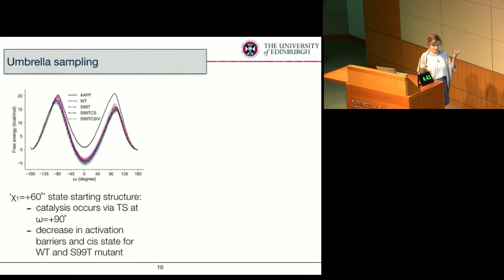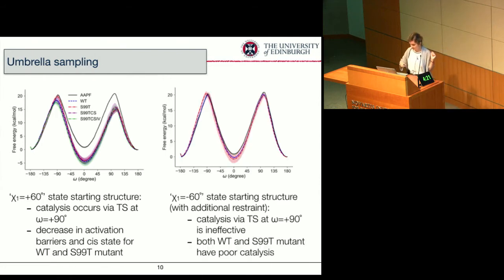And the nice thing is, we start in this +60 degree rotameric conformation of this phenylalanine and put the substrate in there and then run the umbrella sampling simulation. And then we get a nice improved catalysis over the AAPF in solution. However, if we do the same thing and force this Chi1 of phenylalanine 113 into this -60 conformation, actually we don't get any improved catalysis at all.